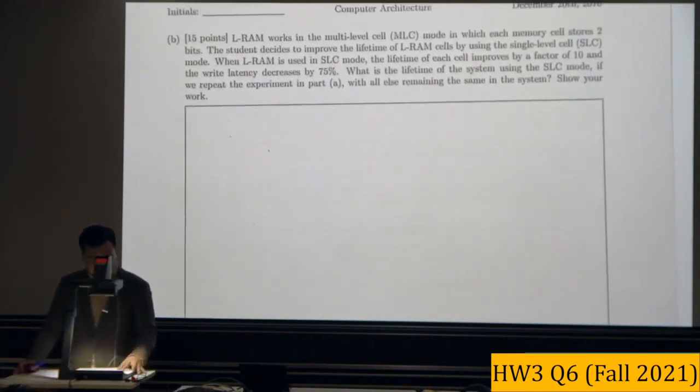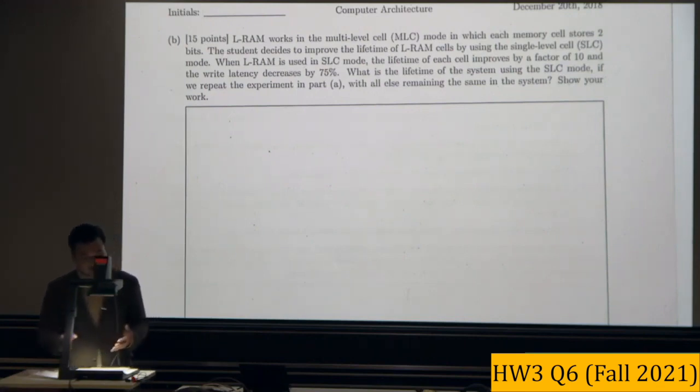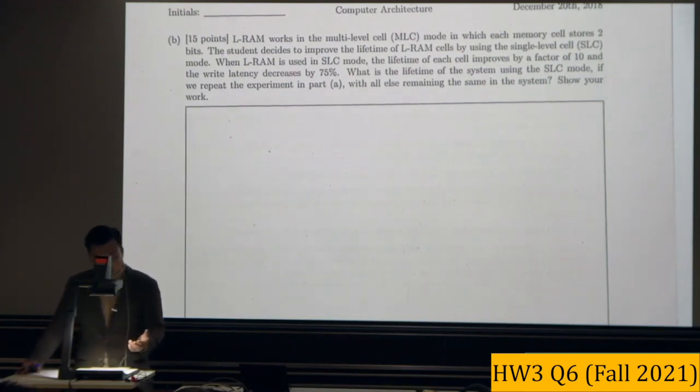Yeah, and here is another information. LM works in the multi-level cell mode, in which each memory cell stores 2 bits. Yeah, as we have learned in the lecture, by making some distinguished states for a cell, a cell can represent multiple bit values. For example, if we store 2 bit values for a cell, we need to make 4 different states by using a cell.